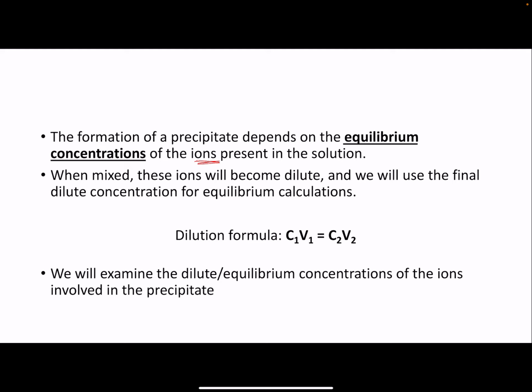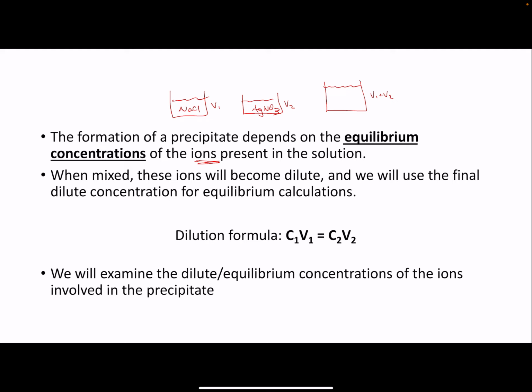So what happens is when they mix, these ions become diluted and their concentration goes down, because initially you had a beaker, in the previous example, of NaCl and a beaker of AgNO3, and when you mix them together, you have a new volume. So every ion in those solutions becomes diluted, so their concentration goes down.